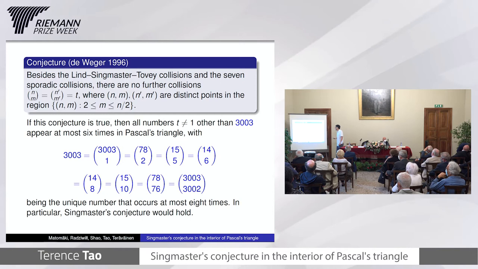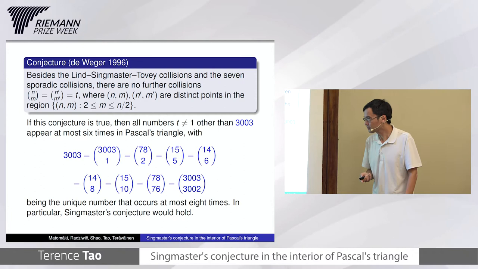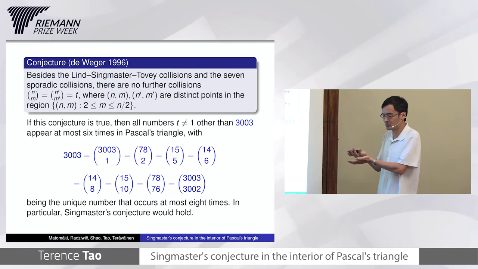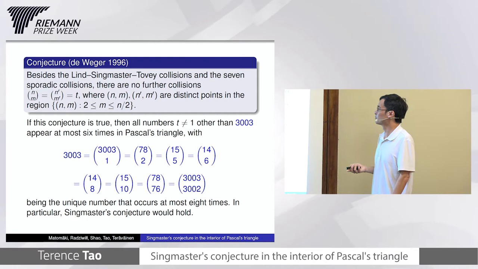And then if you unfold all that, if you ask what does this mean for the entire triangle, this means that in Pascal's triangle, every number will actually only appear at most six times once you unfold the triangle. And there's one special number, 3003, which happens to appear eight times in the triangle, but that appears to be the only number that does that, and every other number appears at most six times. So in particular, Singmaster's conjecture would be true, and the bound should be eight. So this is the belief, but we don't know how to prove this.